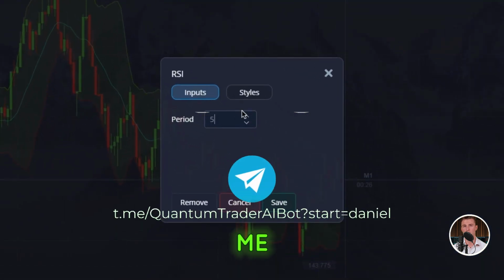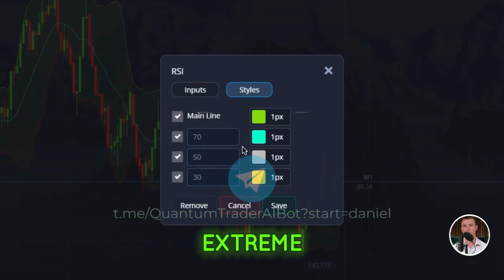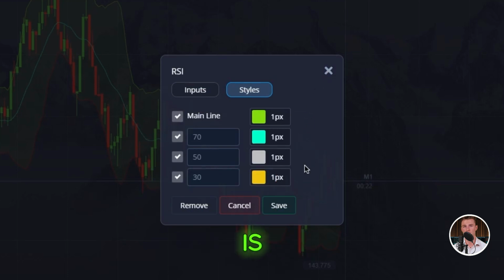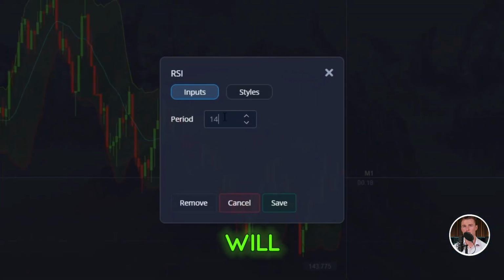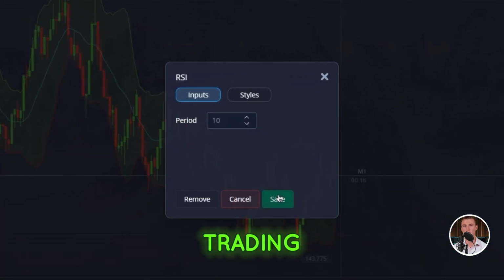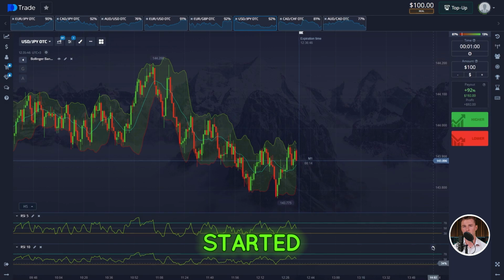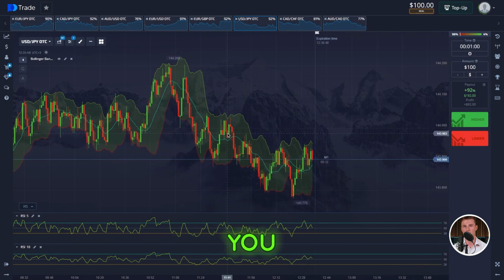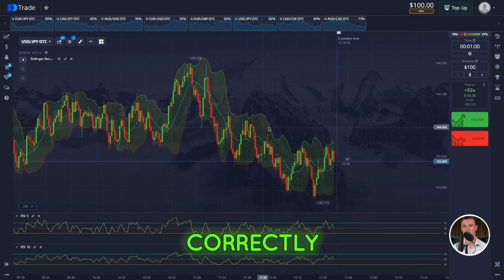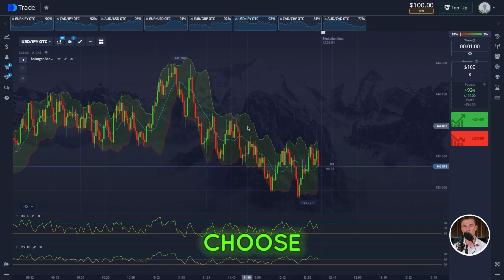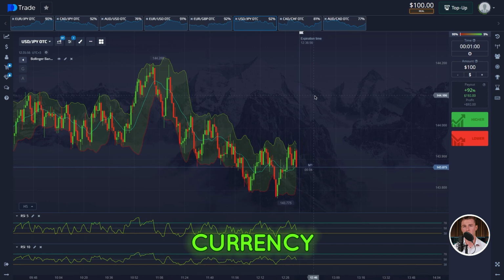for me. We will win back from the extreme points, that is, local highs and lows, as well as technical analysis, will be present on our trading. Actually, let's get started. In the course of my trading, you will understand how to work with this strategy correctly. And let's choose the first currency pair.